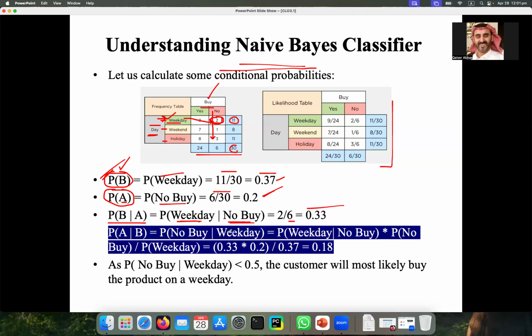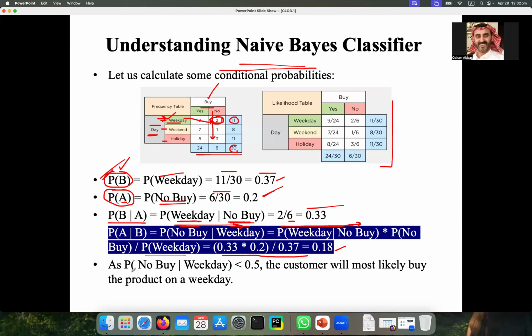If you convert it in theory, probability of no buy, A is no buy, B is weekday, and then it would become, this is the open form of this equation. This is the closed form. This is the open form of the equation, which is probability of weekday given no buy, multiplied by probability of A, which is no buy, and divided by probability of B, which is weekday. Now put all these values here, calculate them, and you will have 0.18.